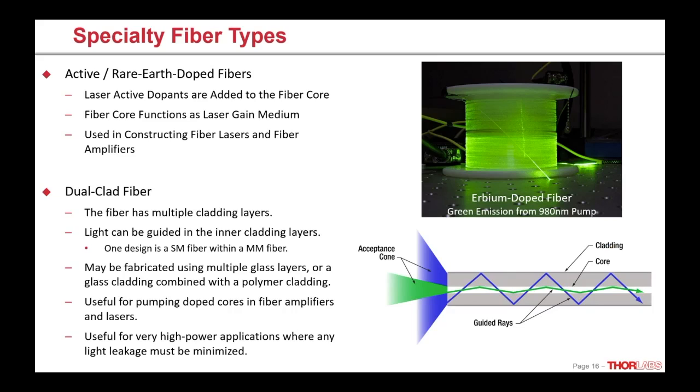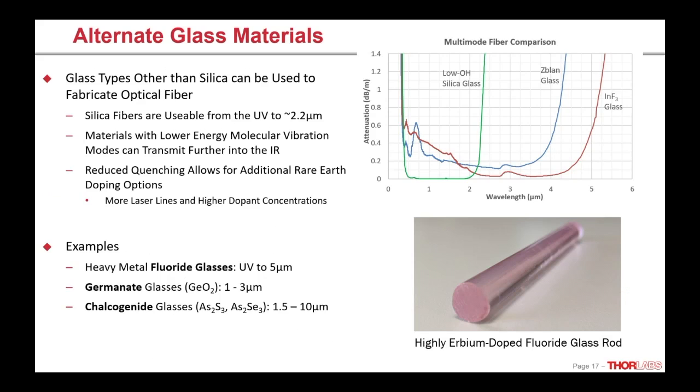And the next slide will conclude our tour of interesting fiber types, and I'll speak a little bit on alternative glass materials, another subject that's near and dear to us at Thorlabs as we manufacture some of this fiber. So the idea here is we're going to use glasses other than silica to make optical fiber, and from that we get a wider usable wavelength range.